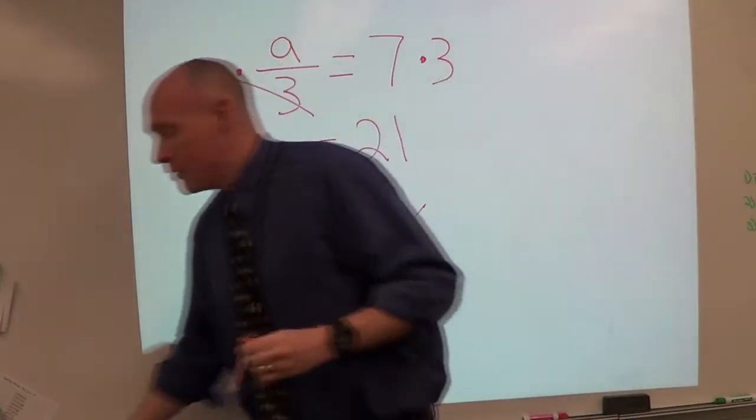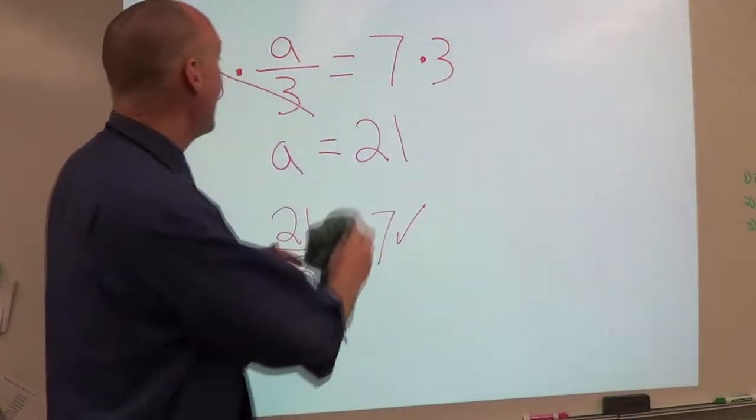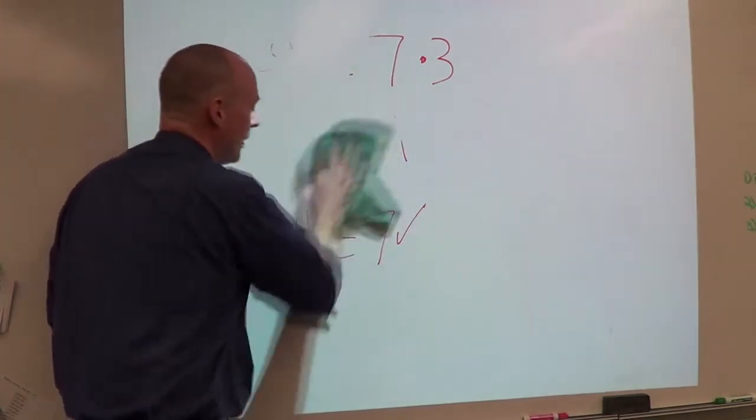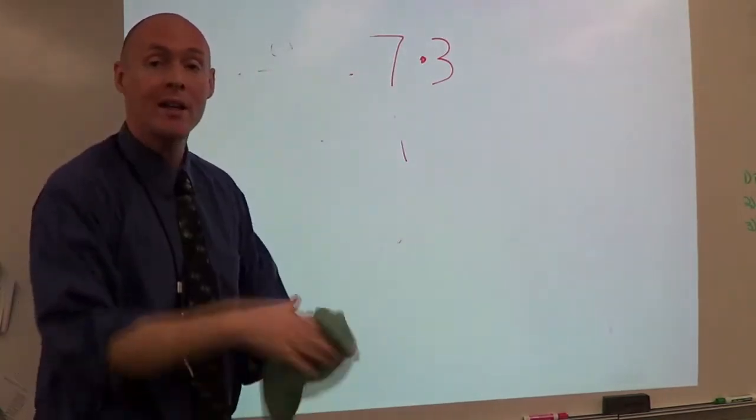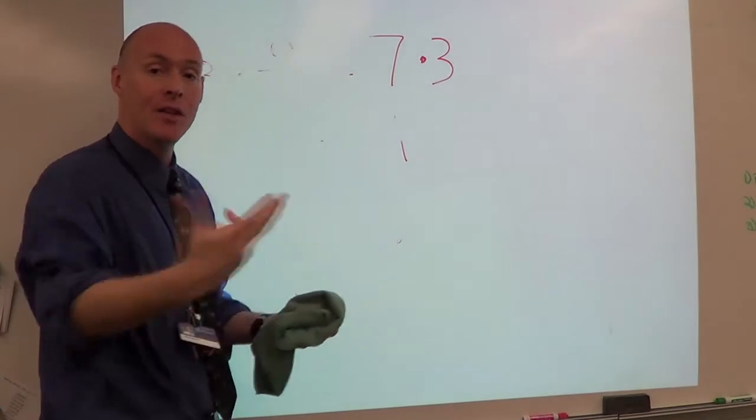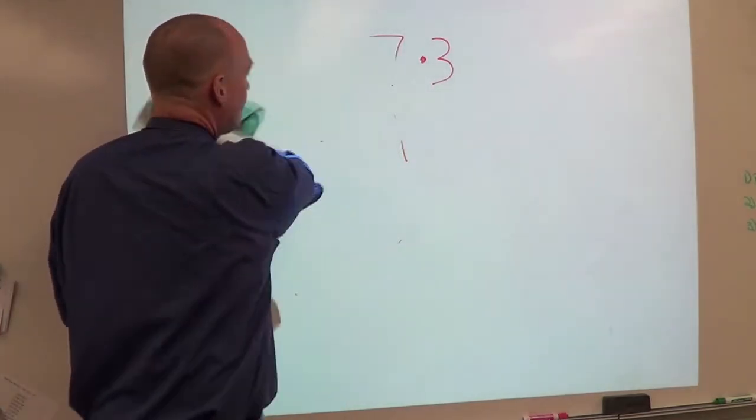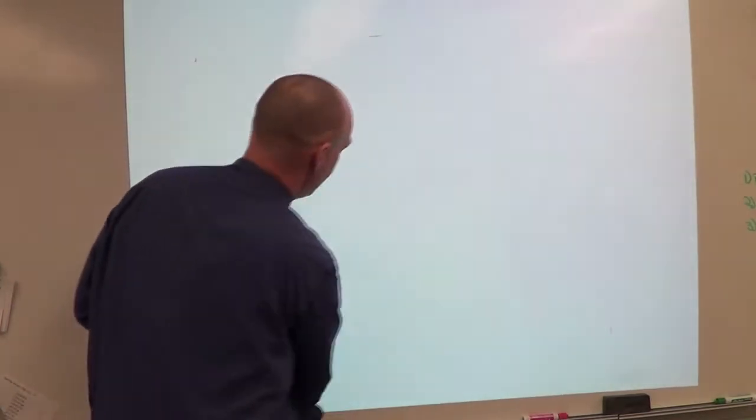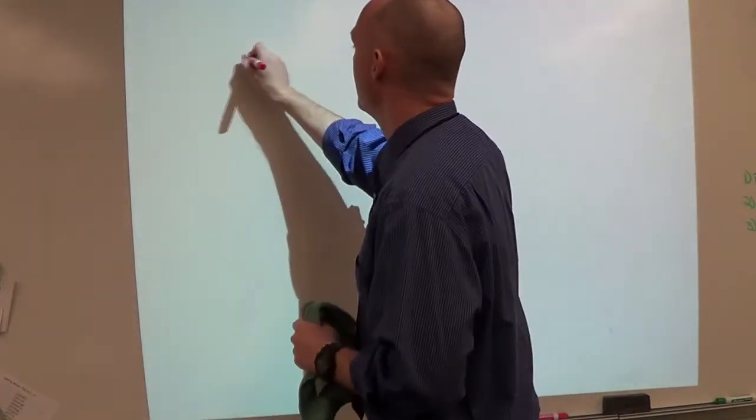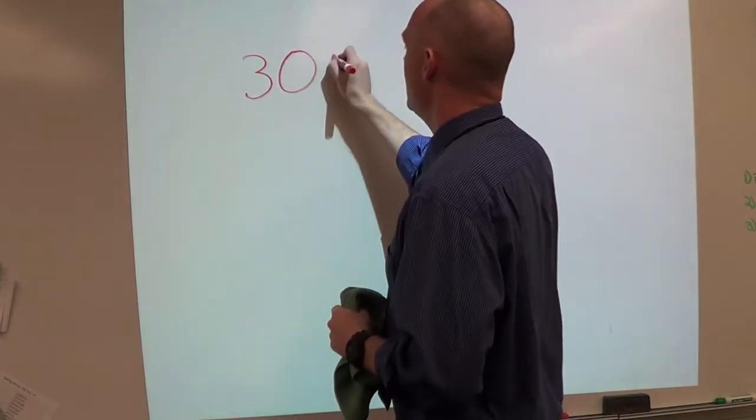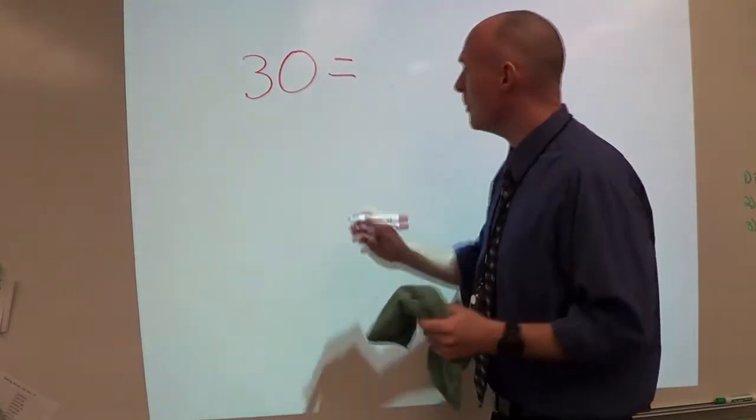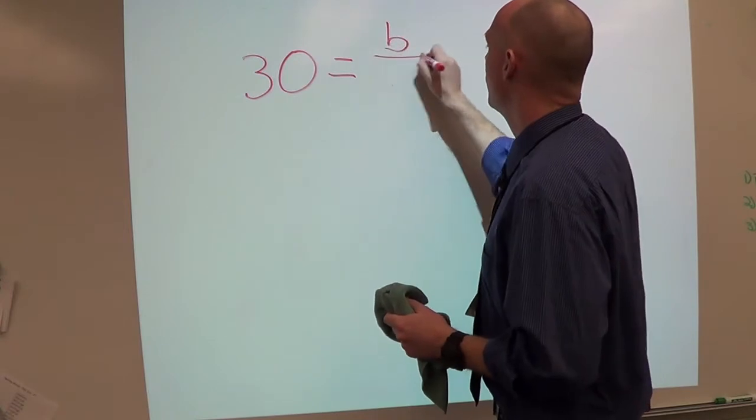So that's really what you have to do. Those are the steps involved. Find where the variable is, figure out what it is doing, in this case it's dividing, and then do the inverse. So let's try another one. Let's do 30 equals b over 2.